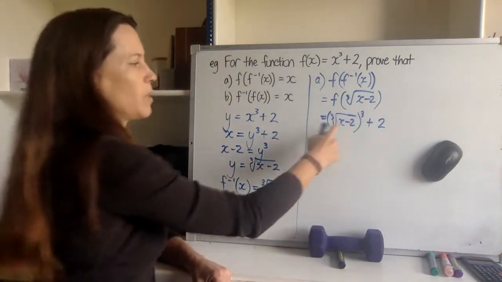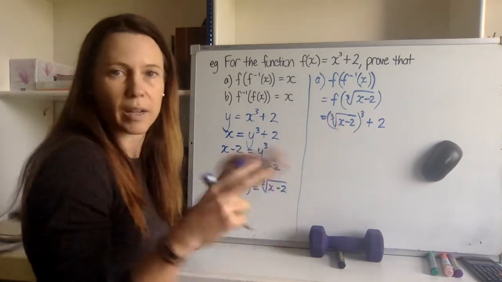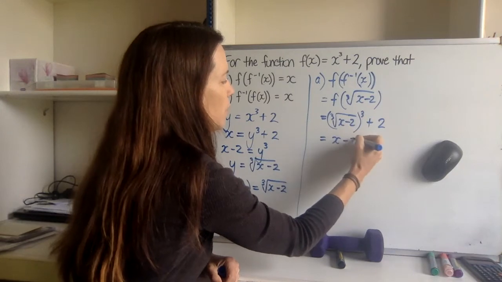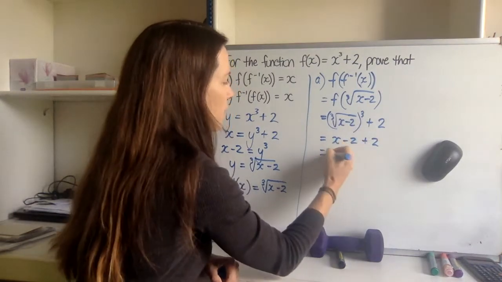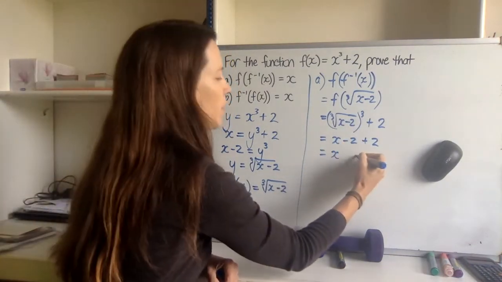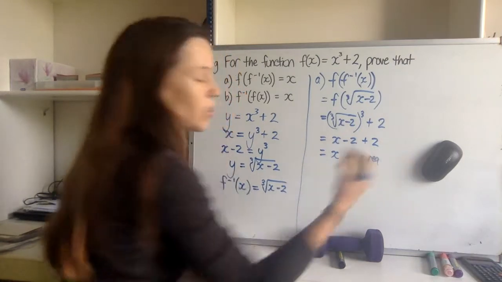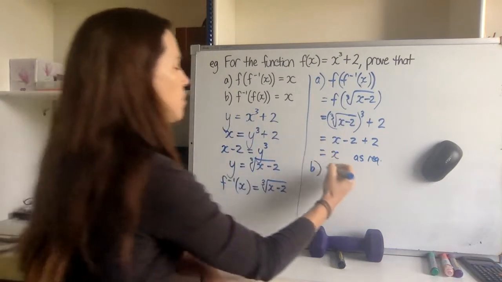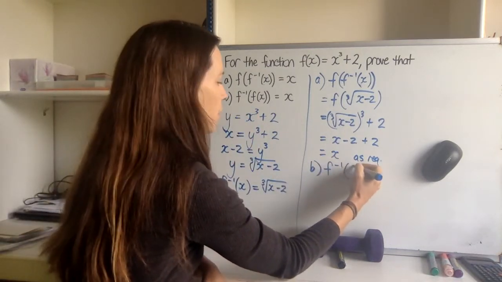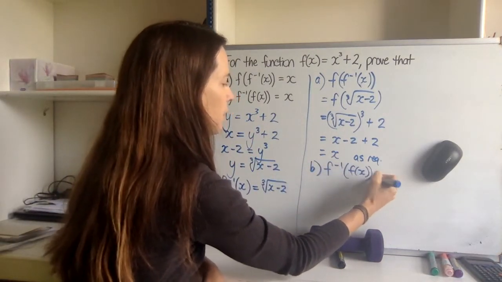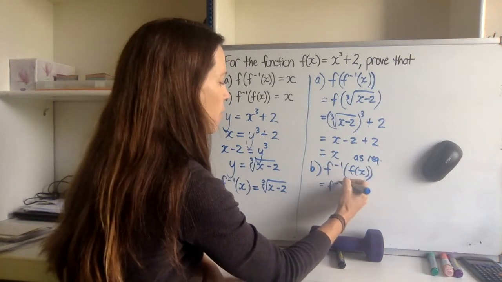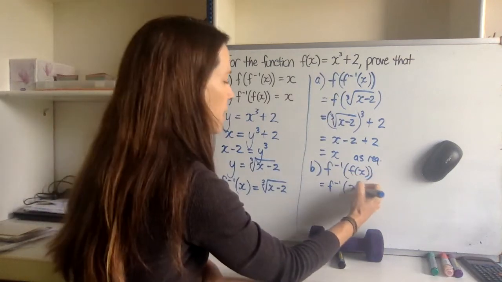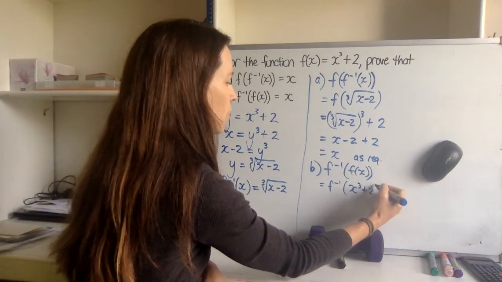Now I know that cubing something and having the cubed root are opposites of each other and they'll undo each other. So effectively now I just have x minus 2 plus 2 and that gives me x. So I'm finished, I write as required just to show I'm done. Now for part B, I'm starting with the inverse function of f of x. And that's the same as the inverse function of, well, what is f of x? We've got a recipe for that up here. It's x cubed plus 2.